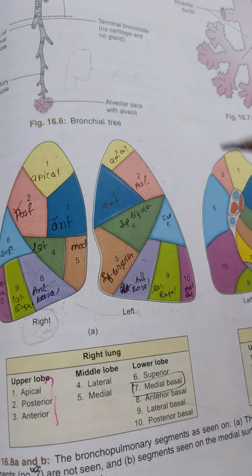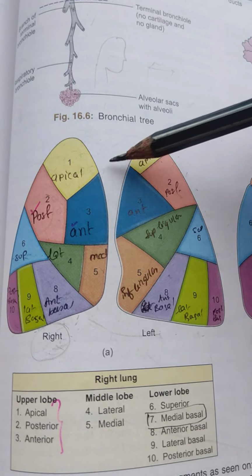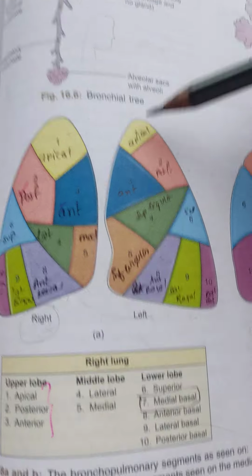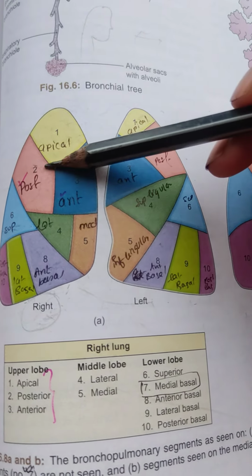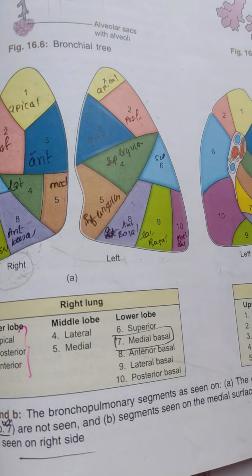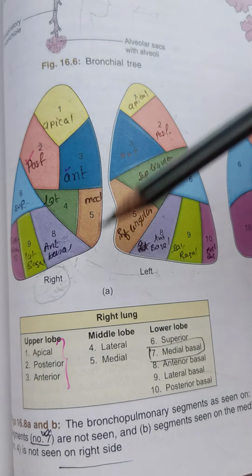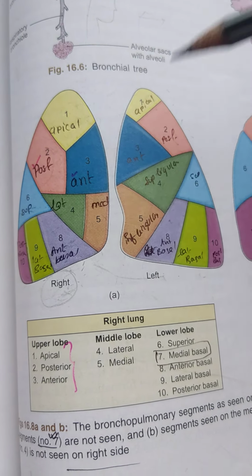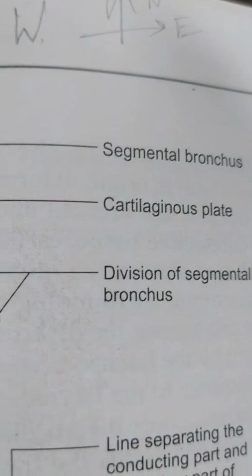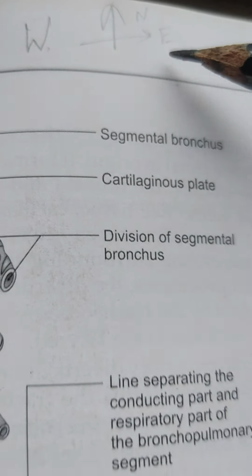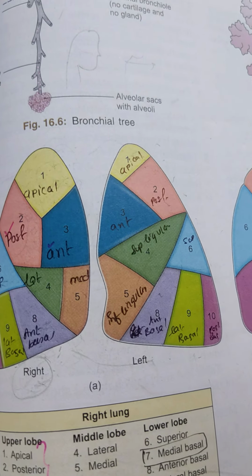Now, the superior lobe has the apical segment. The apical segment, as the name itself suggests, is in the topmost position. So apical is clear. Now, for anterior and posterior, we have to remember that we are viewing this from the costal aspect. So the person, while we are talking about the right lung, is imagined to be looking at the east. I have drawn a compass.